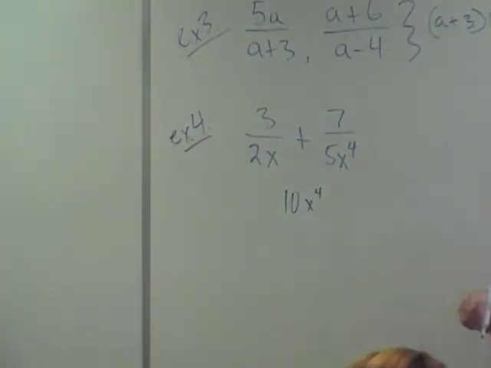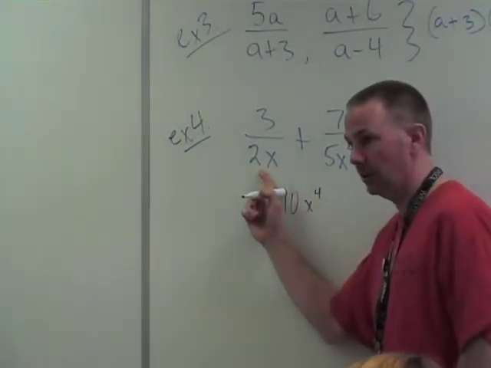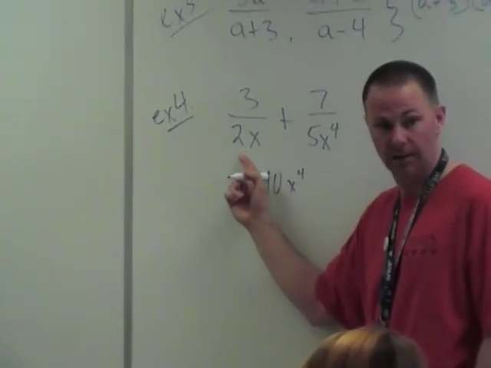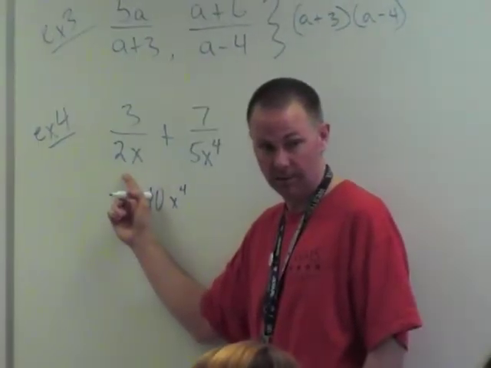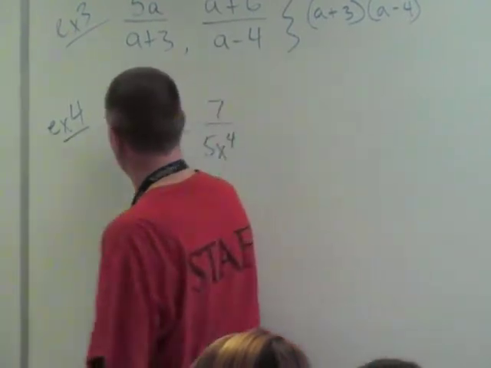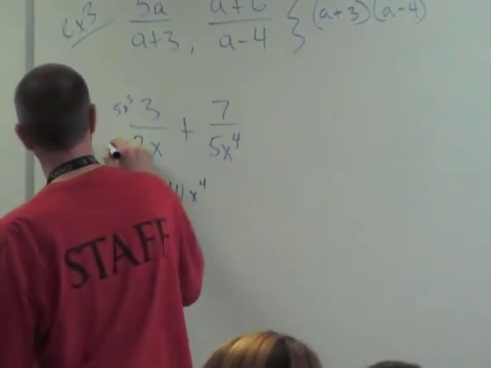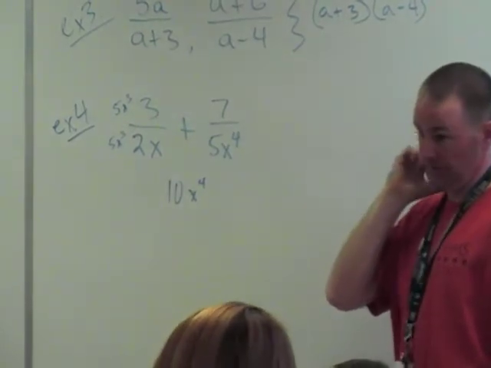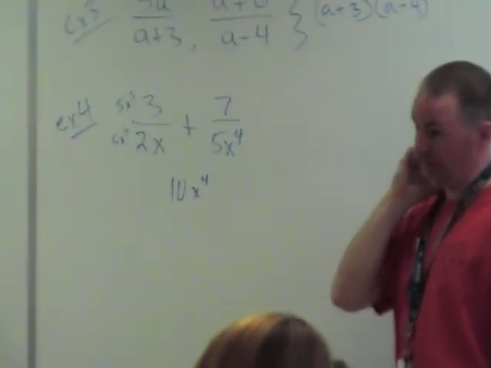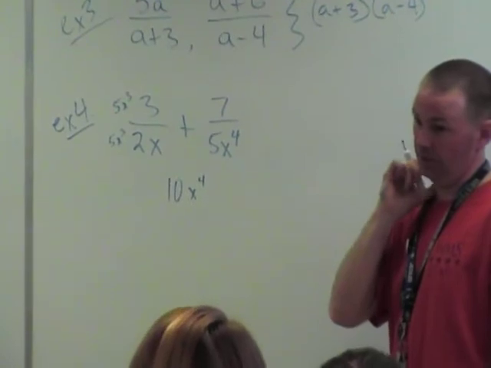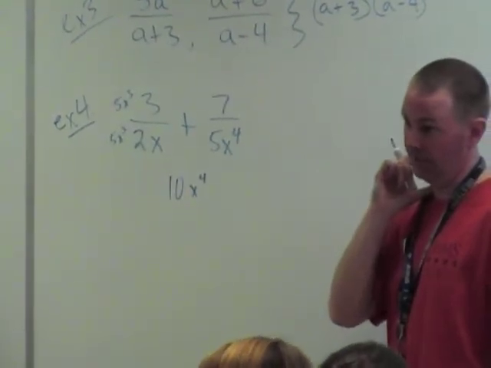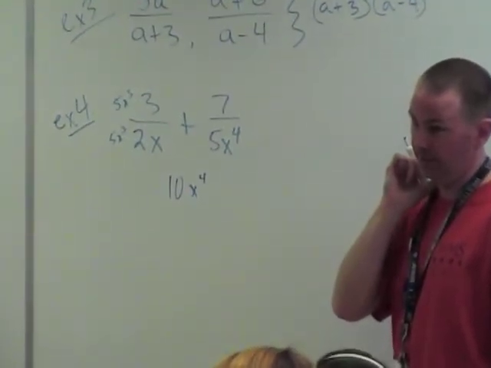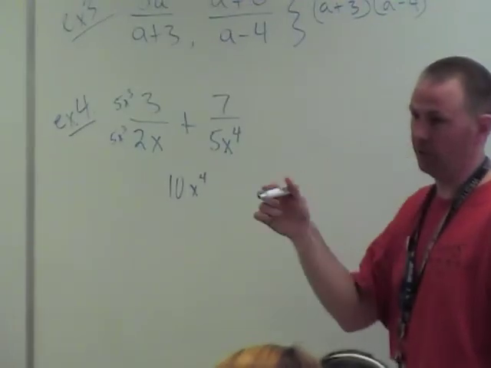Now, what are you supposed to do? How do you get your denominators to be the same? Well, what do I need to do here? Multiply by 5x to the third. Multiply top and bottom. 5x to the third over 5x to the third is 1. Whatever you do to the bottom, you have to do to the top.